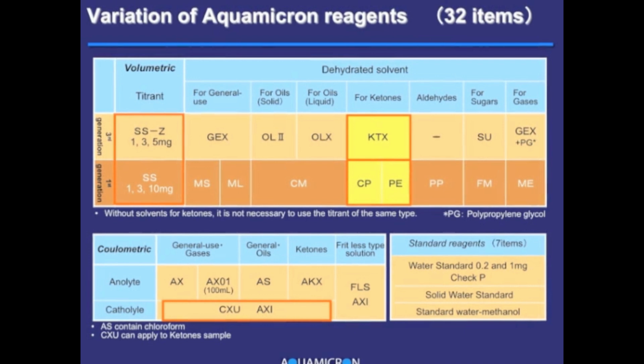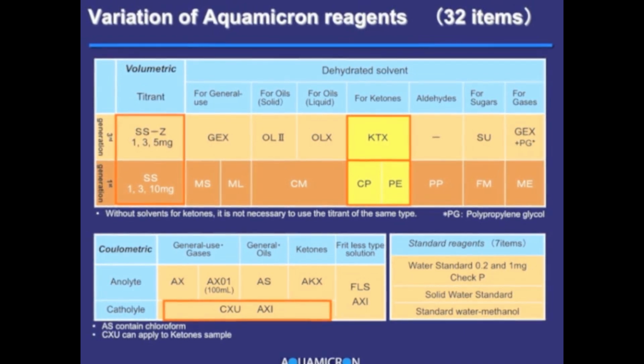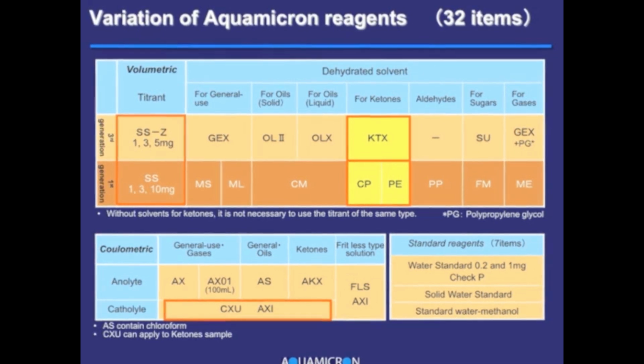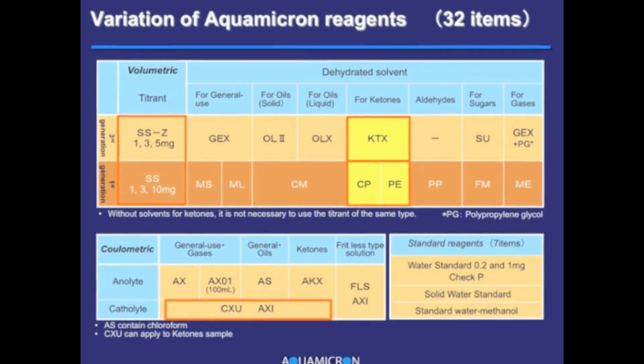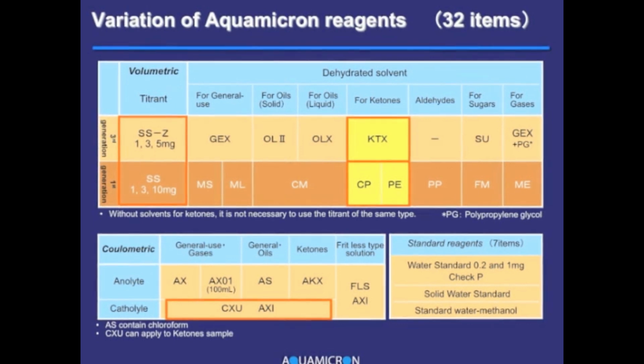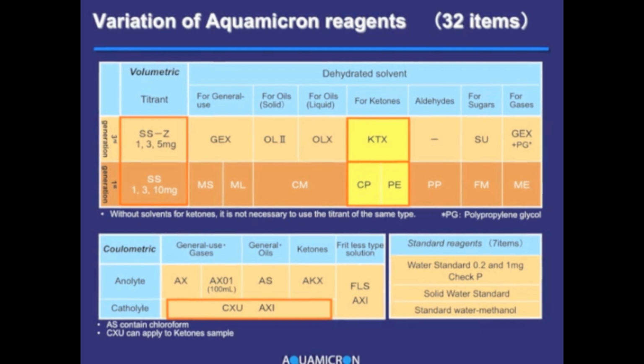The SSZ series titrants are made of imidazole instead of pyridine in the SS series, and they contain less chloroform than the SS series. All the dehydrating solvents, except those for ketones, can be used generally with both titrants, SS and SSZ, though they are categorized into these 2 series.